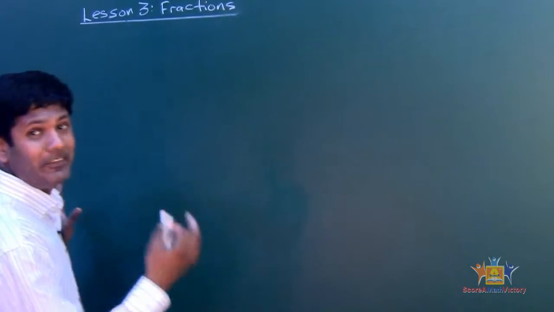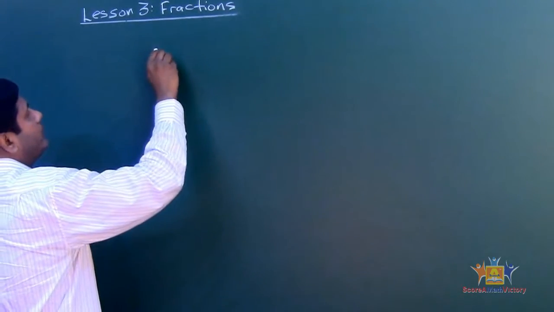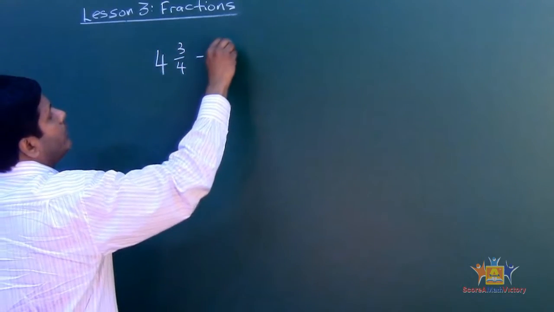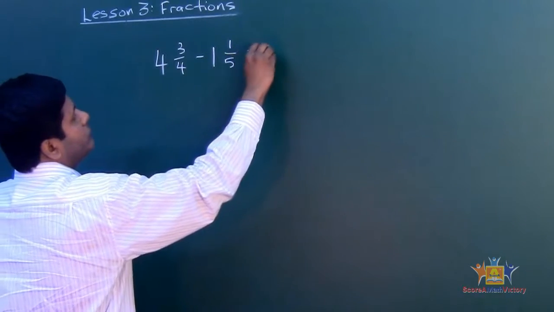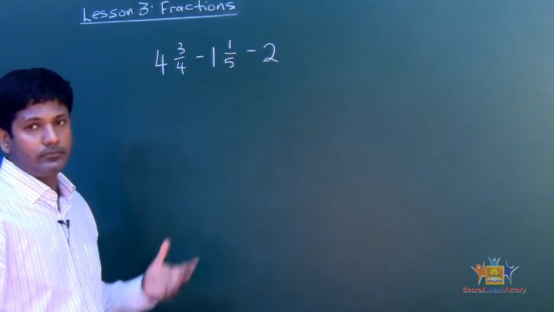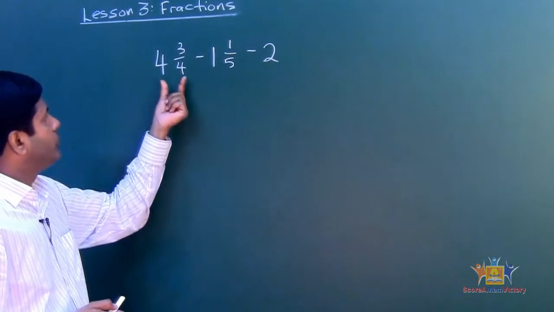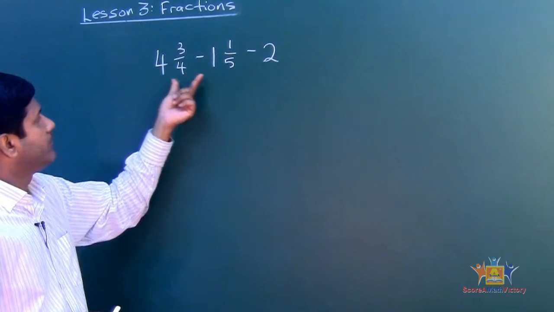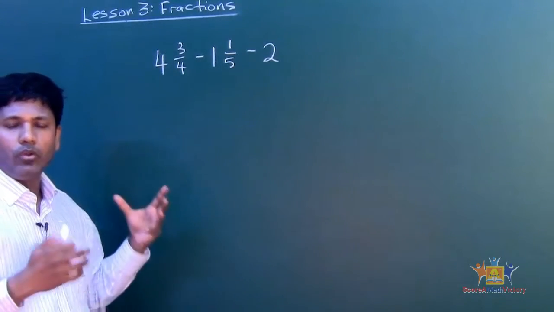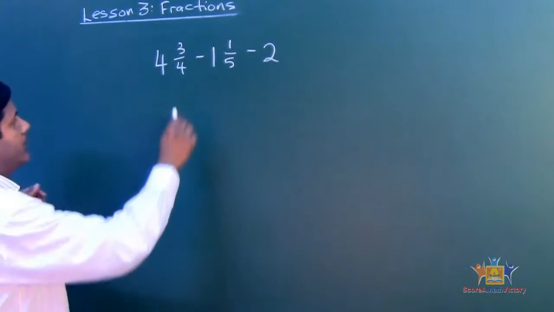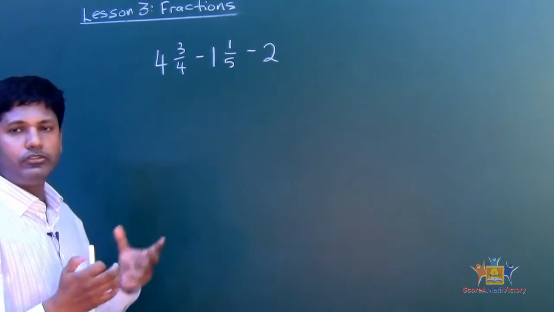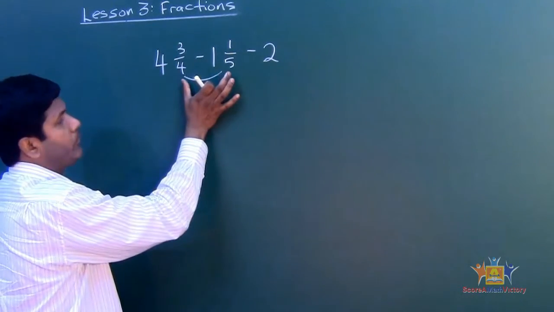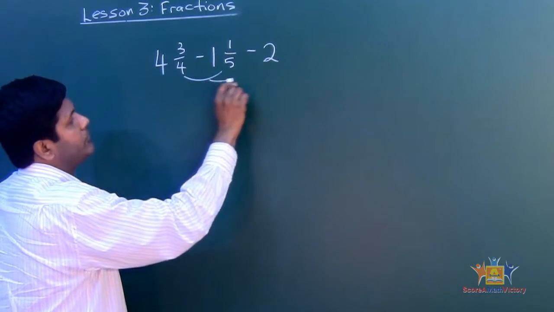Alright, my dear students. Let's say, for example, I give you a problem. Let's say the problem is 4 and 3/4 minus 1 and 1/5 minus 2. How do we do this? When you have three numbers like this, mixed numbers and a whole number, you always use the combination method. What do I mean by that? You always use the pairing method. You pair this first, solve the operation that involves these two, and then you solve with that.